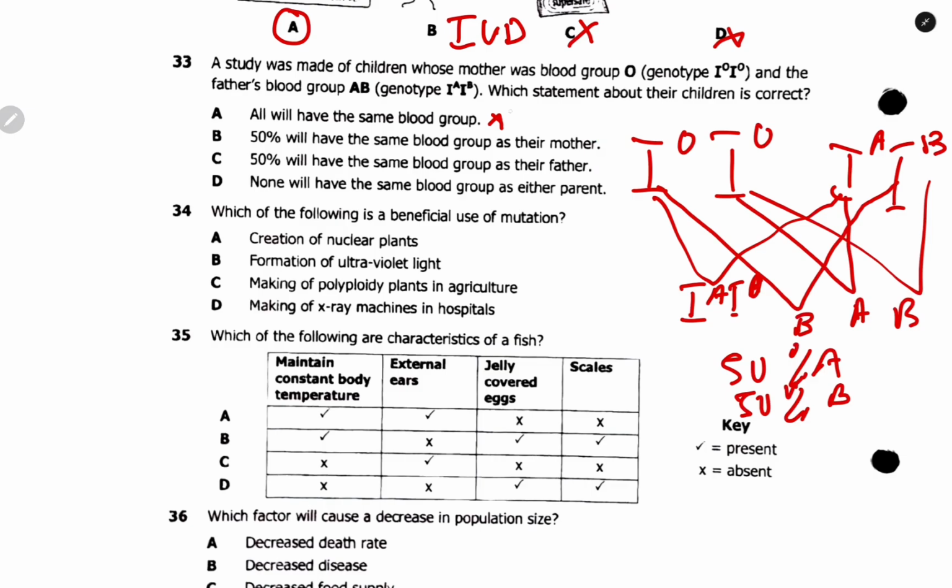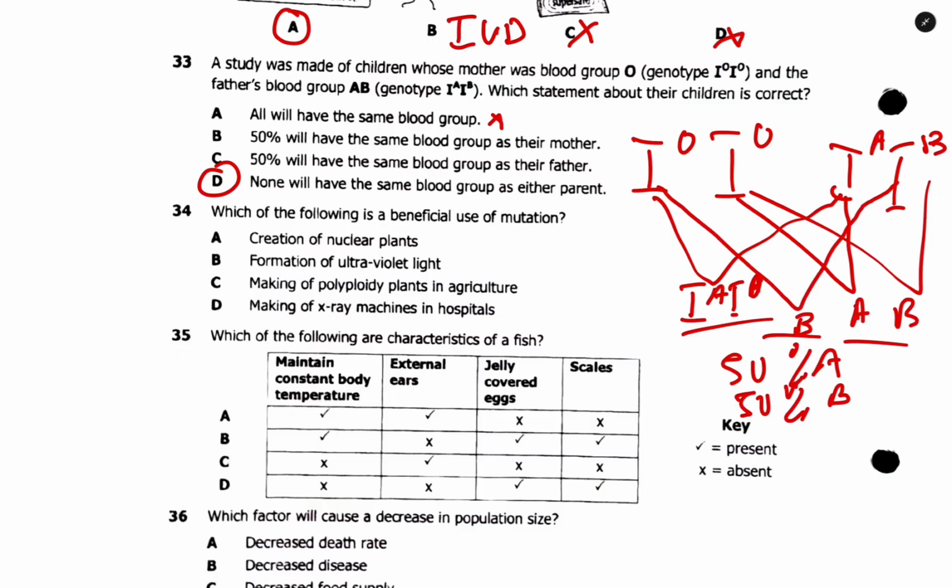Which one statement about the children is correct? If we had only 50% will have the blood group of their mother or father, one was going to be correct, but we are going to go with none. So D, none of them will have the same blood group, because none of these is blood group O and none of these is blood group AB, but there's only blood group A and blood group B. I guess you get that.